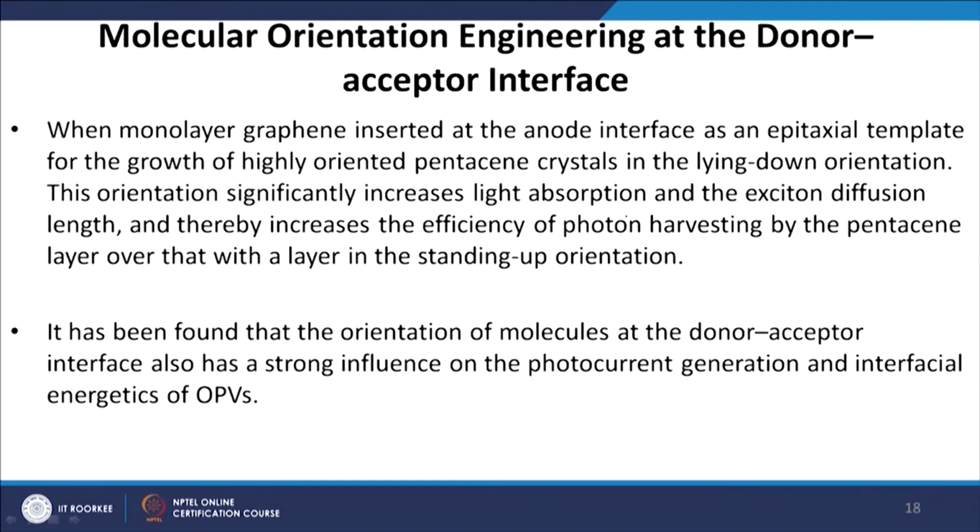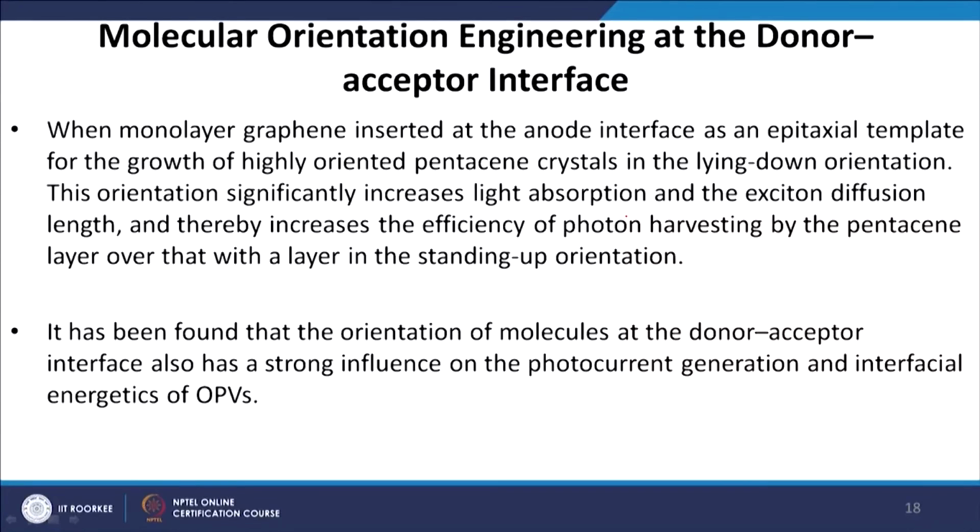When monolayer graphene is inserted at the anode interface as an epitaxial template for the growth of highly oriented pentacene crystals in the lying-down orientation, this orientation significantly increases light absorption and the exciton diffusion length, and thereby increases the efficiency of photon harvesting by the pentacene layer over that with a layer in the standing-up orientation. So, we can make it either in a lying-down orientation or in a standing-up orientation, but if we put a layer of graphene on the pentacene in a lying-down orientation, then the charge carrier mobility and the charge collection efficacy, because of the larger exciton diffusion length, will be much higher, and that will lead to a higher VOC and higher efficiency.